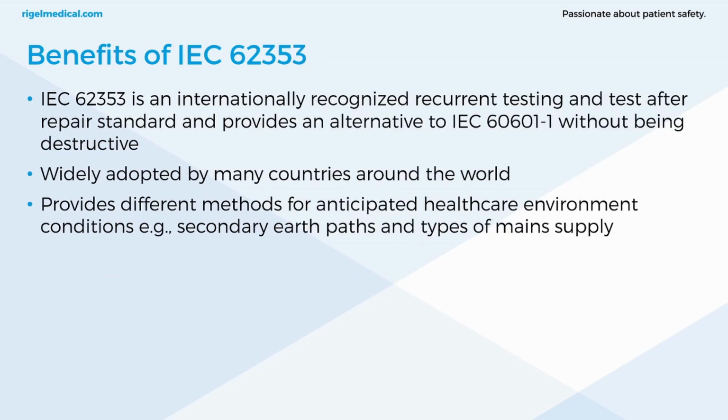Okay, so what are the benefits of IEC 62353? Well, at Rigel we push for this standard to be implemented. It's the best way to ensure the device is performing safely once it's out into service. So once it passes that type test cycle of production, this is the best way to ensure your device is performing correctly. It's an internationally recognised routine test and test after repair standard, and provides an alternative to 60601 without being destructive. Widely adopted by many countries around the world, it provides different methods for anticipated healthcare environment conditions, e.g. secondary earth paths and types of mains supply.